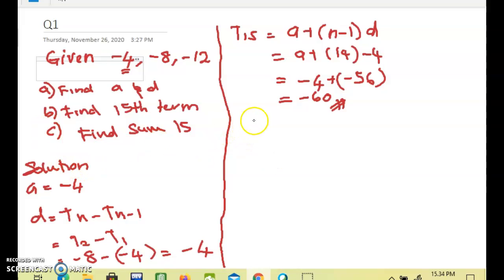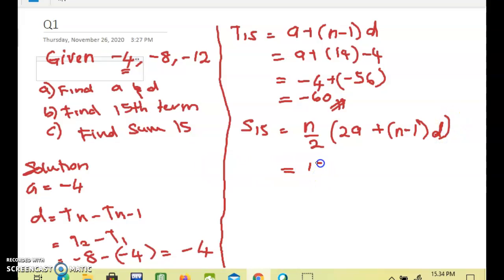Okay, now we are going to find sum 15. The formula to find sum 15 will be n over 2 multiplied by (2a plus (n minus 1) d). Okay, now so 15 over 2 times (2 times -4 plus this is the same value, which is -56).